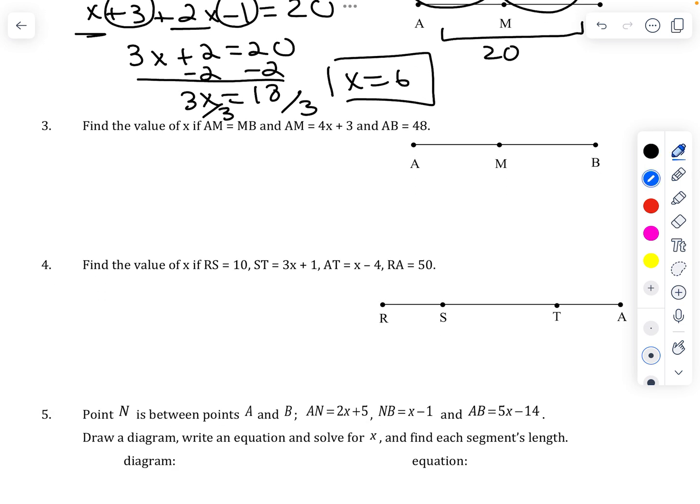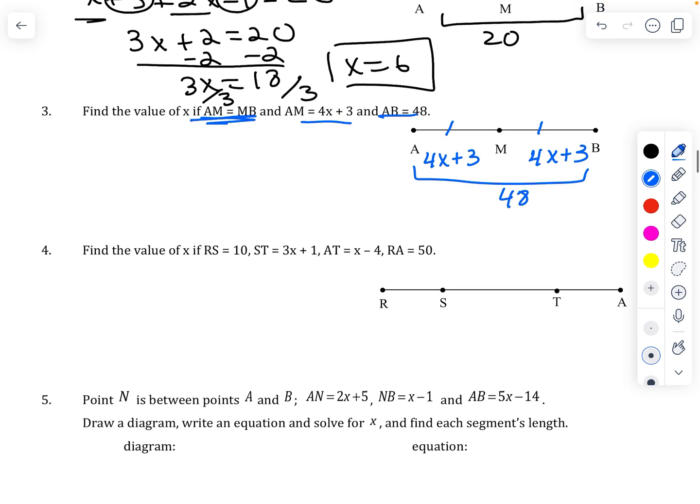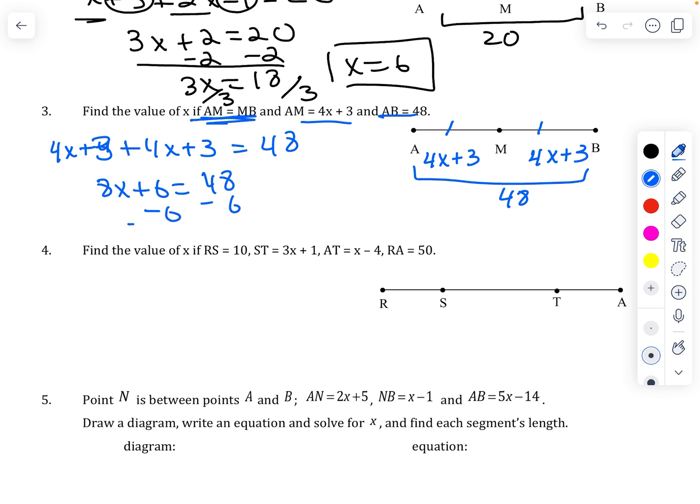Okay, same type of problem. The next one, let's label our picture. This one says AM is equal to MB. What that means is these two are the same, and I put little tick marks there showing they're equal. I know AM is 4x plus 3, so that means this is also 4x plus 3. And then it tells me the whole thing is 48. Same thing, you take the two little pieces and add them. It should be equal to the big piece. Combine your like terms, and then just solve for x. On this one, if you divide by 8, you get 42 over 8, but always reduce your fraction. And you should get 21 over 4.